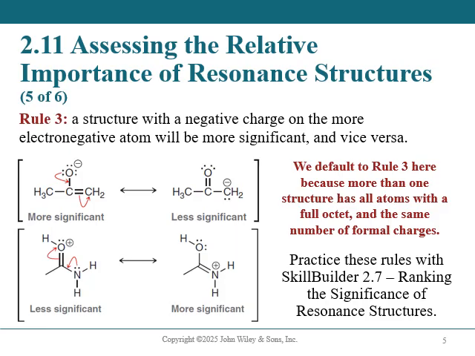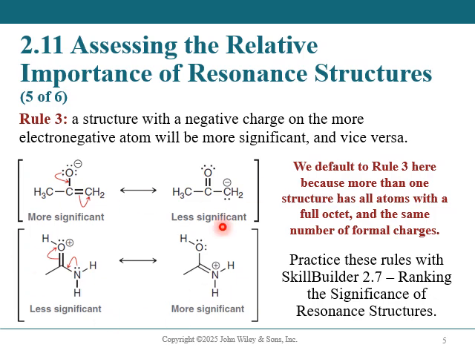Which leads us to rule number three, actually. A structure with a negative charge on the more electronegative atom will be more significant and vice versa. What that means is that if I have a negative charge and I have to choose, let's say, between carbon and oxygen, for example, then oxygen is much more likely to carry that negative charge because it's more electronegative than carbon. On the other hand, if there is a positive charge, then I would expect carbon to be carrying that charge instead of oxygen in that hypothetical scenario.